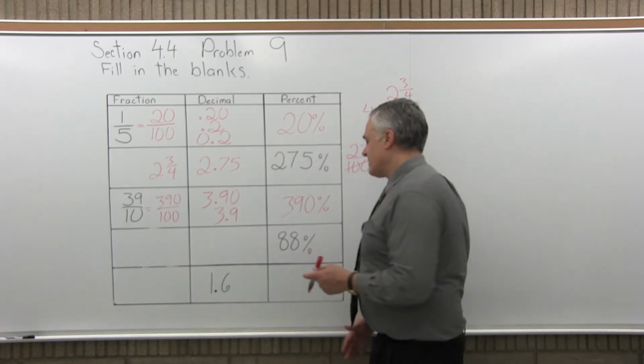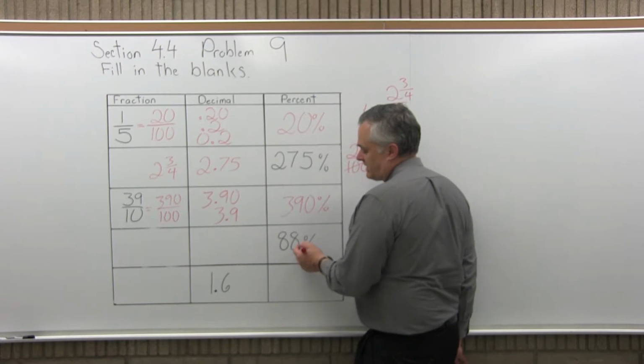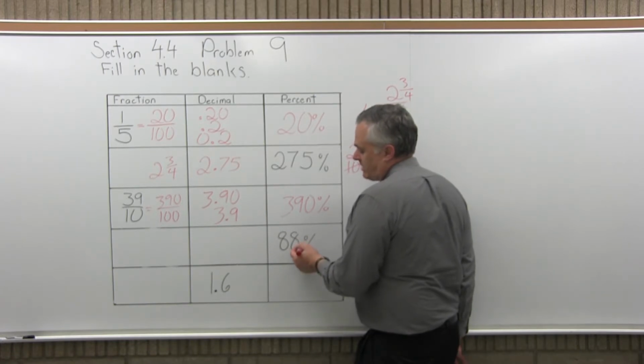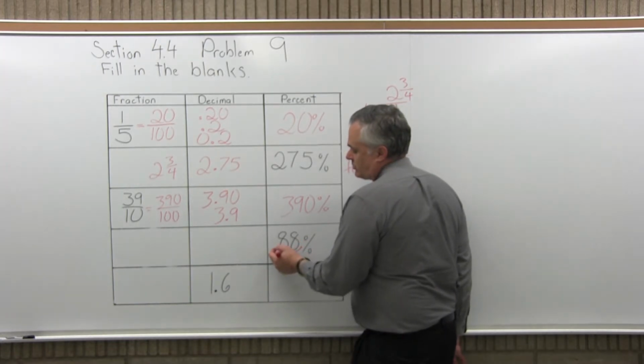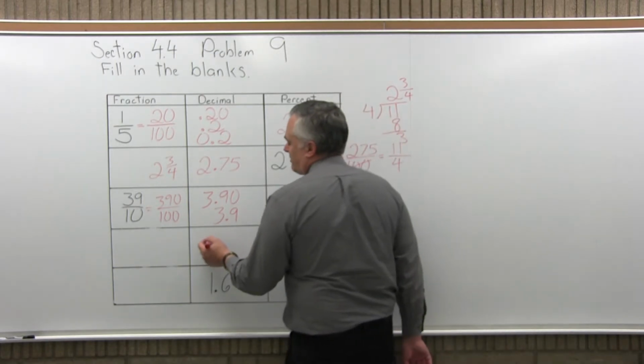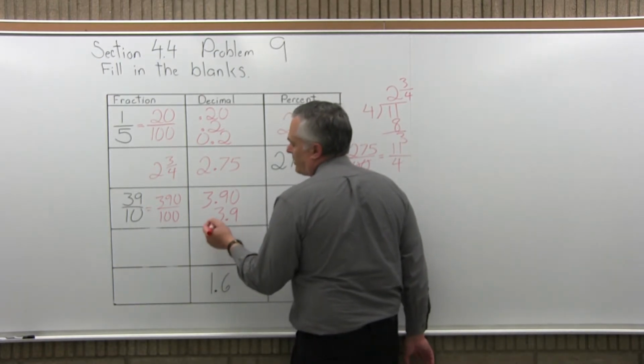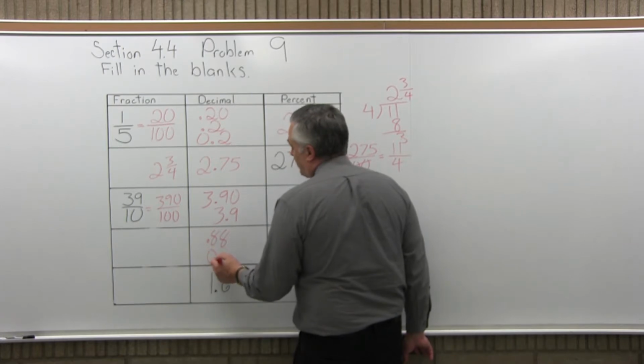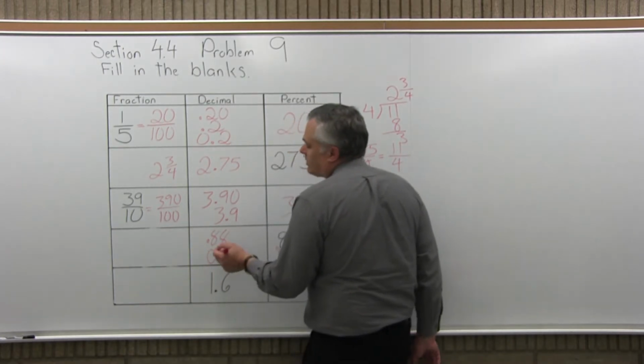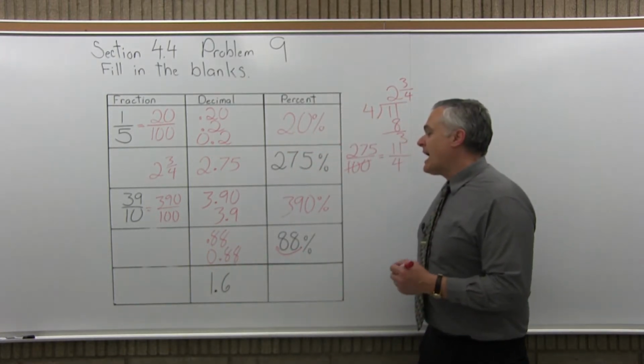The 88%, there's no decimal written. Assume it's at the end to the far right. To make it a decimal, you're just going to go 2 positions to the left. So it'll become 0.88. And again, .88 is okay. Some people prefer to write 0.88. They're both okay.